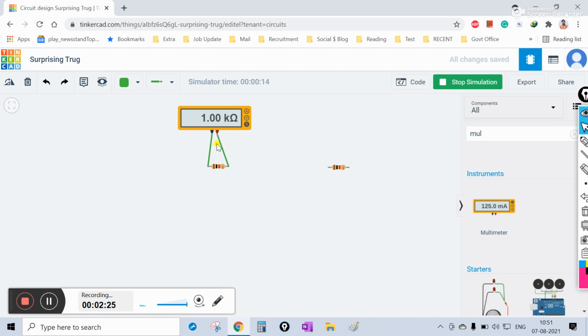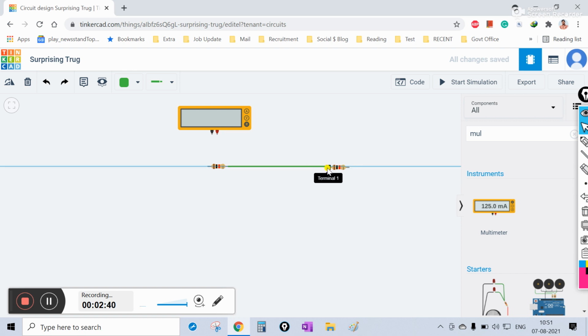But what happens if I connect these two resistances with each other? So I told you that in series resistance you need to connect the ending of one resistance to the starting of the other resistance. Now I have joined these two resistances. I will connect one probe here and the second one here.